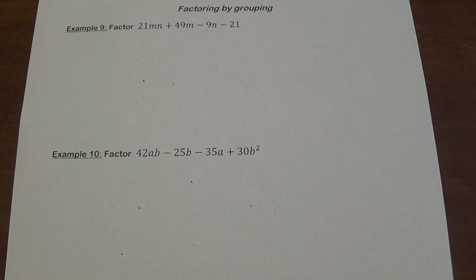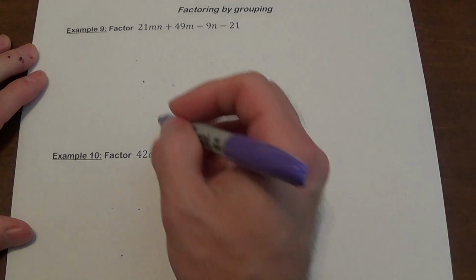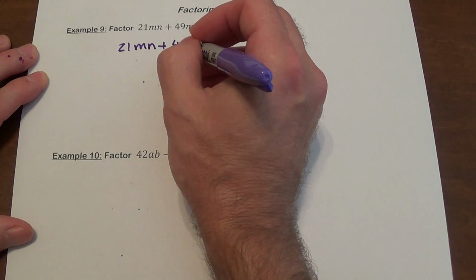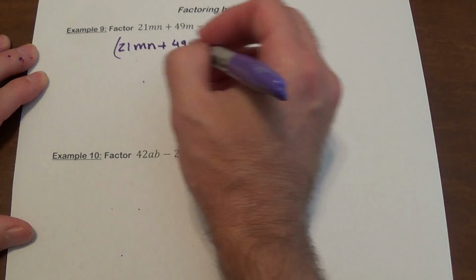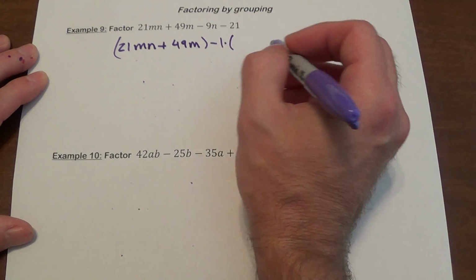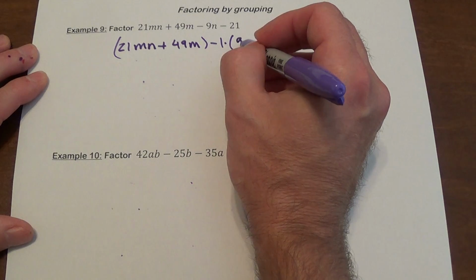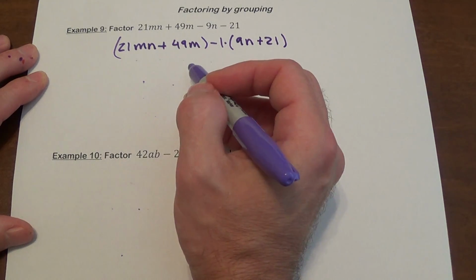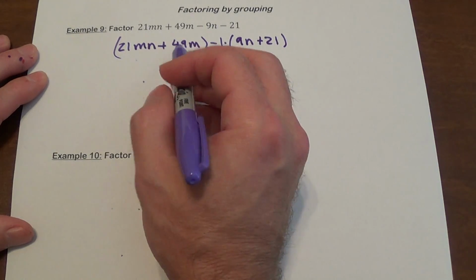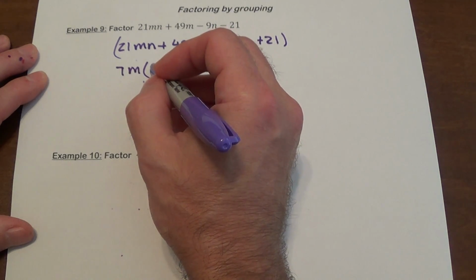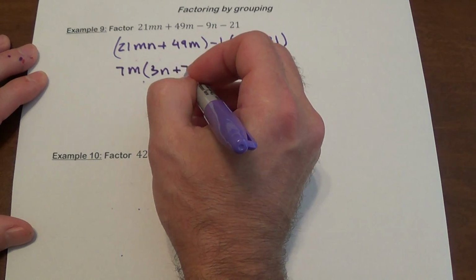Alright, this one, 21mn plus 49m minus 9n minus 21. So we're going to group them together again. Remember, if the middle sign is a minus, you need to handle it properly. You're factoring -1, which means you divide each term after that by -1. So negative 9n becomes positive 9n, negative 21 becomes positive 21. What can we factor out of this? 21 and 49, that's going to be 7, and you have m. So over here you're going to be left with 3n plus 7.